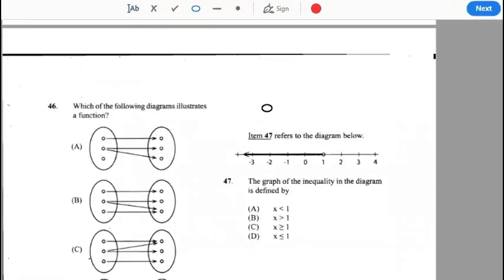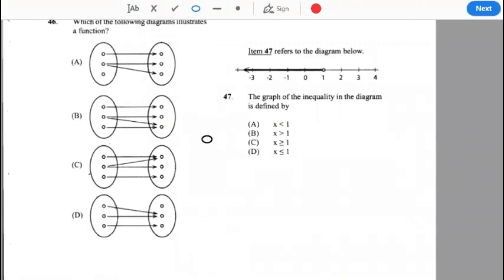Which of the following diagrams illustrate a function? This is question 46. Guys, remember, a function is a one-to-one mapping. Therefore, each element of the domain can only have one image in the range, and the only diagram that fits this is B. Only one arrow coming out. This has two, this has two, this has two. So each element of the domain can only have one image. That's two images, two images, two images. Domain, range.